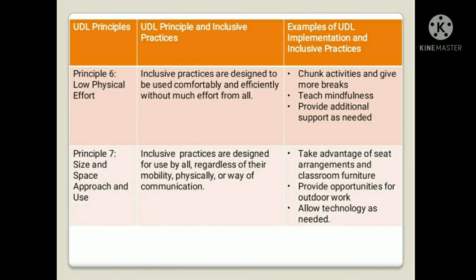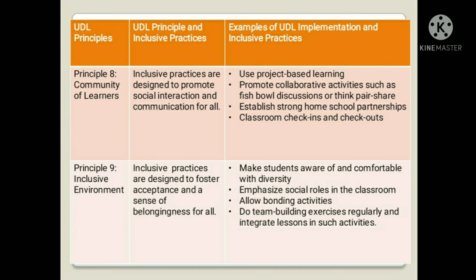Principle 7 is size and space for approach and use. Inclusive practices are designed for use by all, regardless of their mobility, physical ability, or way of communication. This can be done by taking advantage of seat arrangements and classroom furniture, by providing opportunities for outdoor work, and allowing technology as needed. Principle 8 is community of learners.